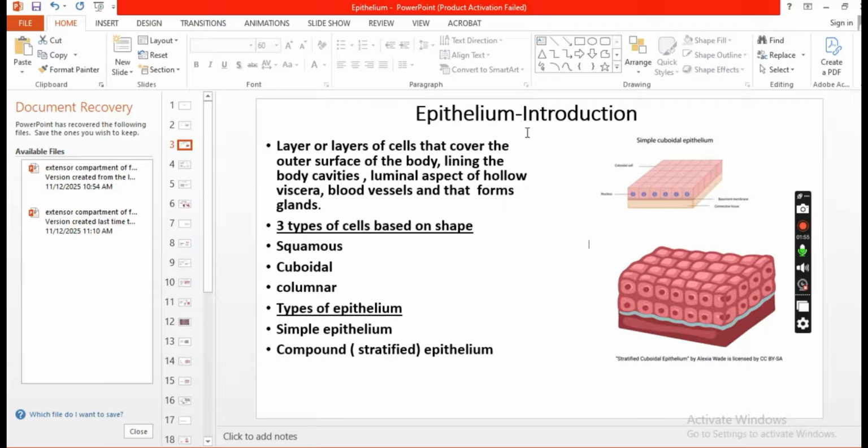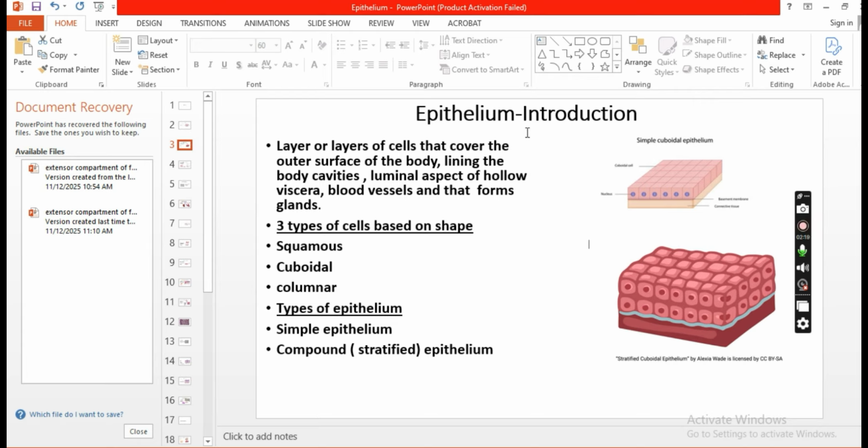What do you mean by hollow viscera? The viscera which have some cavities within them, for example stomach, small intestine, urinary bladder, which have some space inside. They are called hollow viscera. Or the luminal aspect of the blood vessels and the glands are called epithelium.